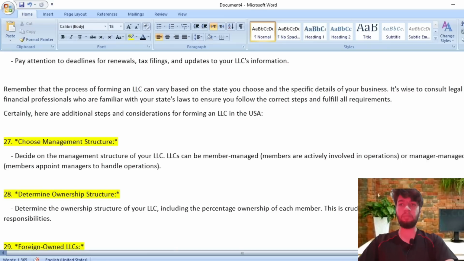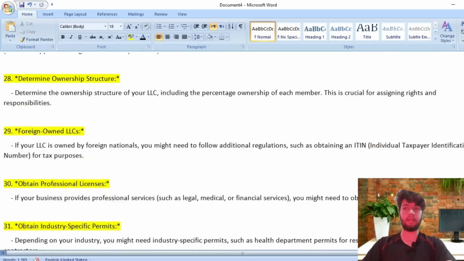Foreign owned LLC. If your LLC is owned by a foreign national, you might need to follow additional regulations such as obtaining an ITIN, individual taxpayer identification number, for tax purposes. Obtain professional licenses. If your business provides professional services such as legal, medical, or financial services, you might need to obtain a specific professional license.